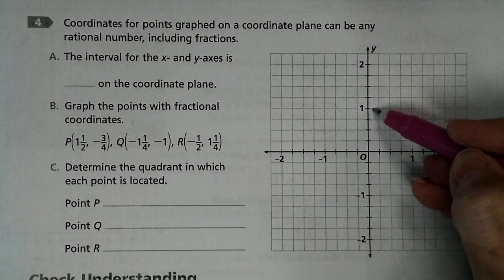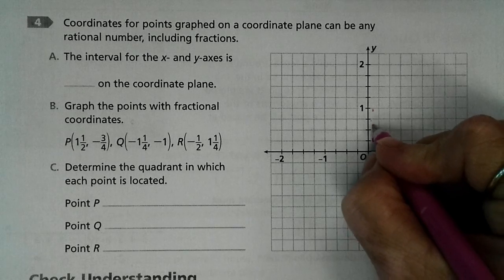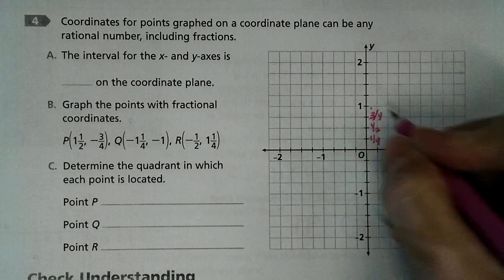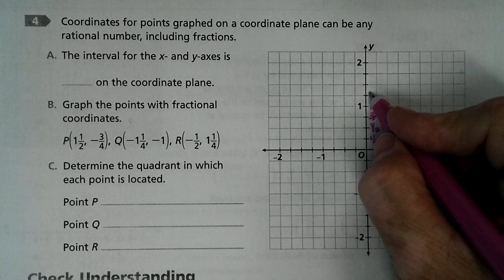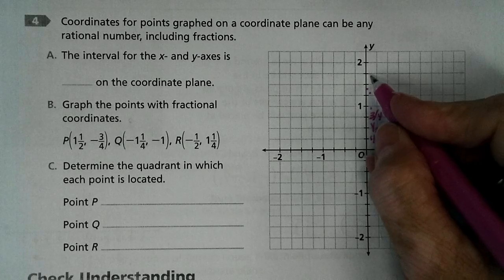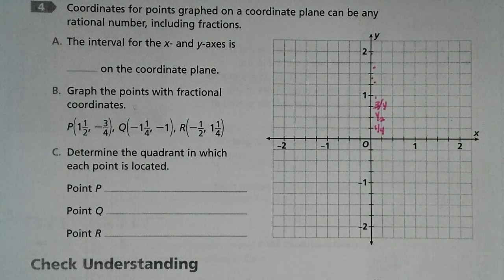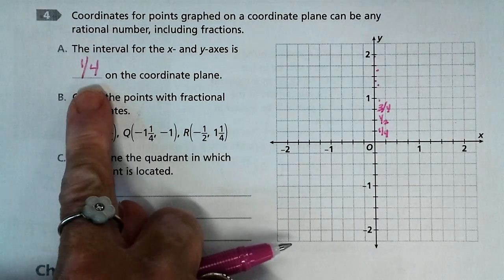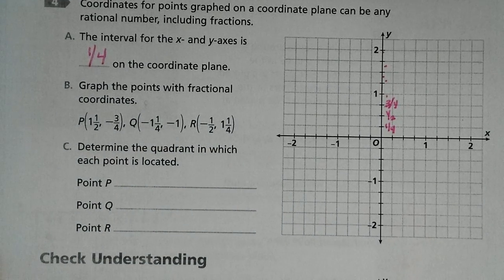So my interval would be 1/4, 1/2, 3/4, then 1. Right? So then that would be 1 1/4, 1 1/2, 1 3/4, 2. Okay? So it's graphed. So this would be 1/4. My intervals are 1/4. And we're going to graph them the same way we just did.